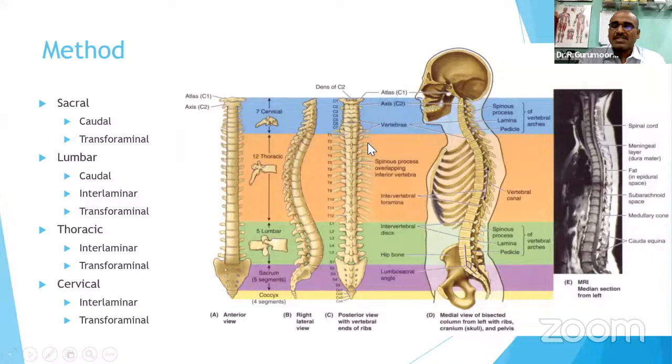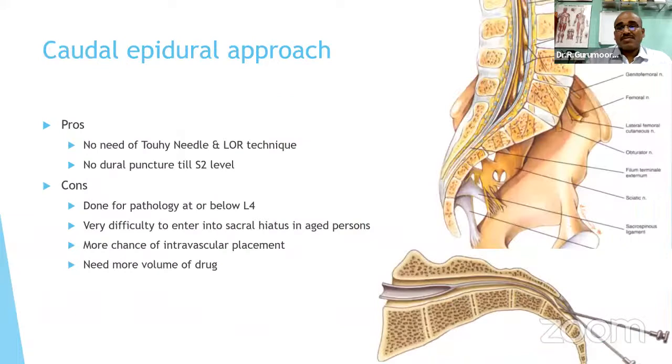I'll just tell what is the advantage of each technique, and why we prefer those techniques over other techniques. So let me start with the next slide. Let me start with caudal epidural. I think this is the most commonly done procedure by an anesthesia pain physician, especially in pediatric cases. Caudal epidural is the most commonly done thing in anesthesiology, but in pain management, if you are talking about epidural steroid, most probably we are talking about caudal epidural steroid, right?